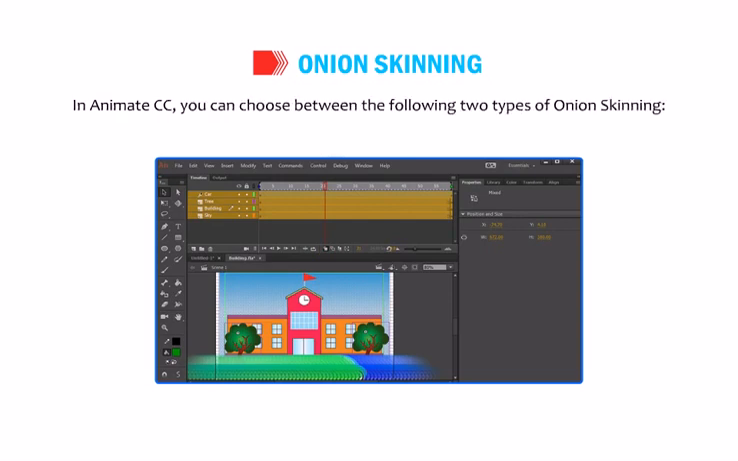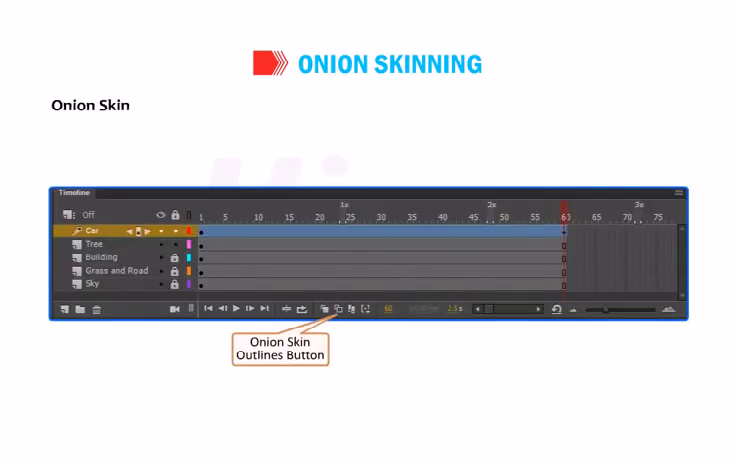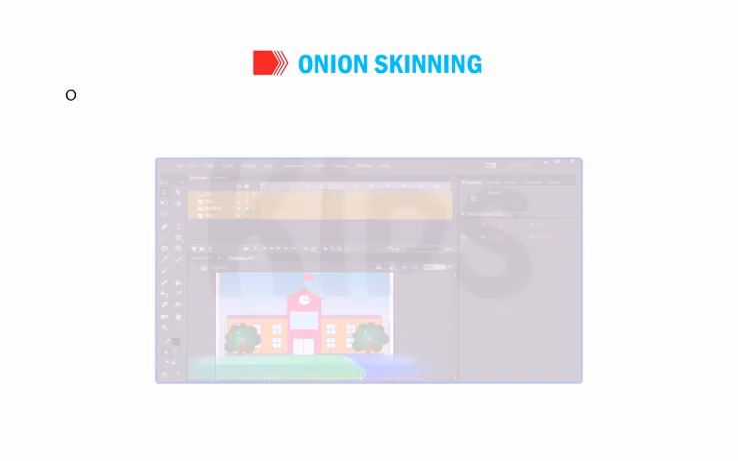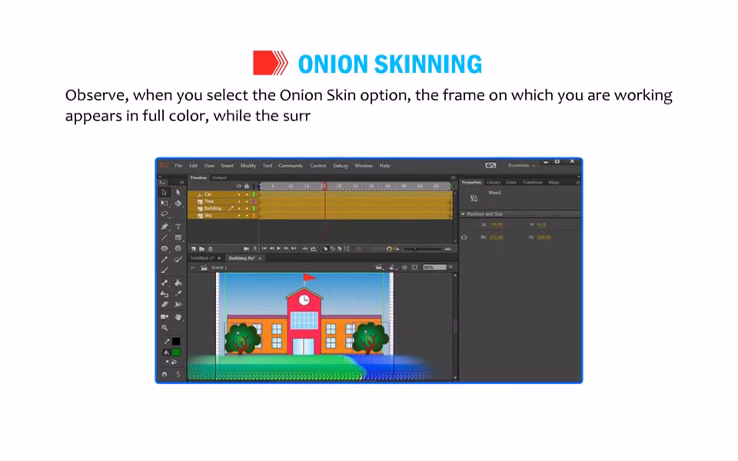Onion skin. It shows the frame in full color. Onion skin outlines. This option displays only the outlines of the object in the frames. Observe when you select the onion skin option, the frame on which you are working appears in full color, while the surrounded selected frames appear dimmed.